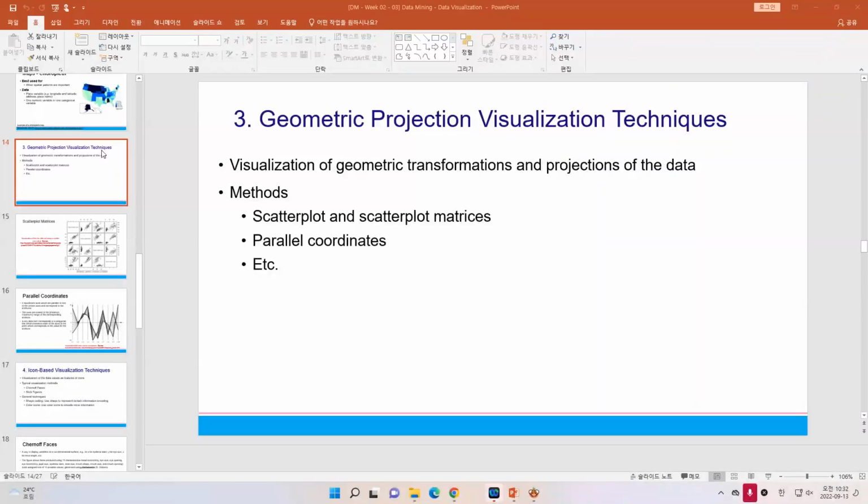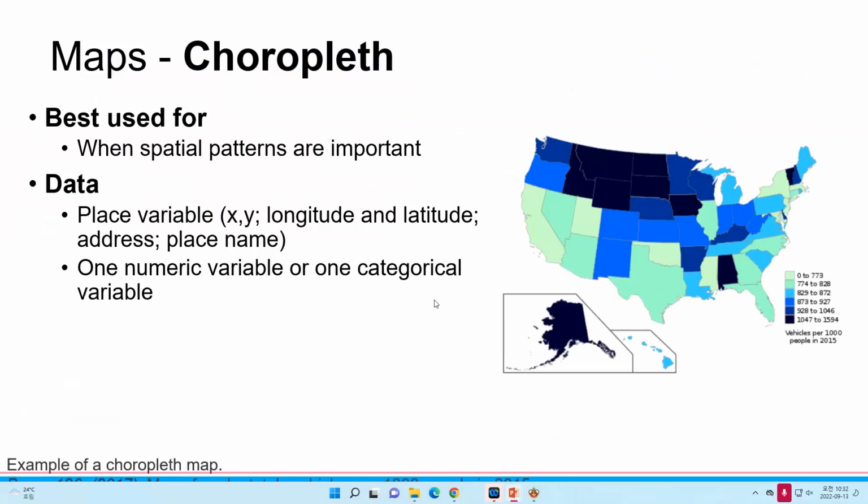Okay, let me continue. Last time, before the Chuseok holiday, we finished until this part.